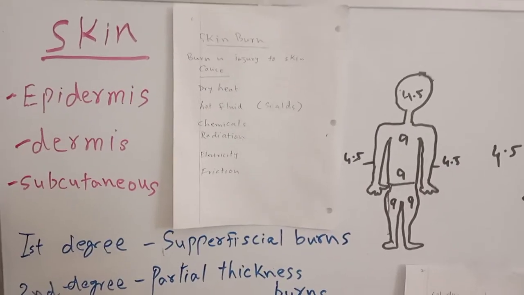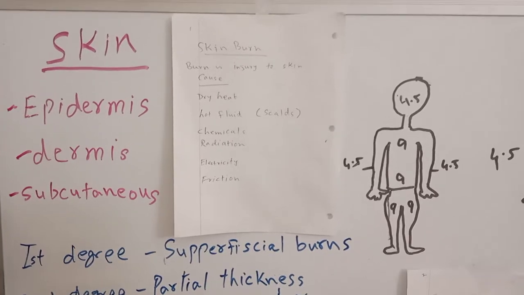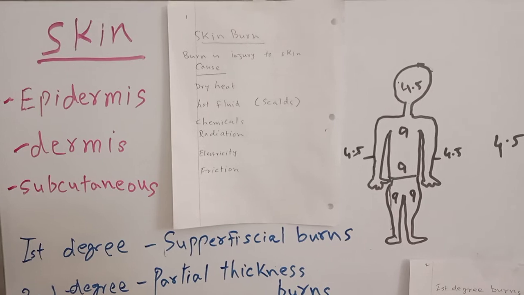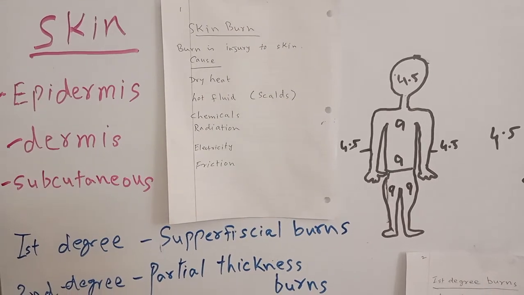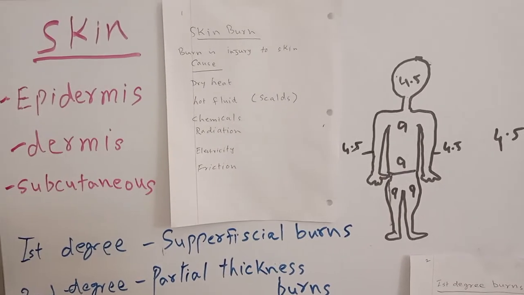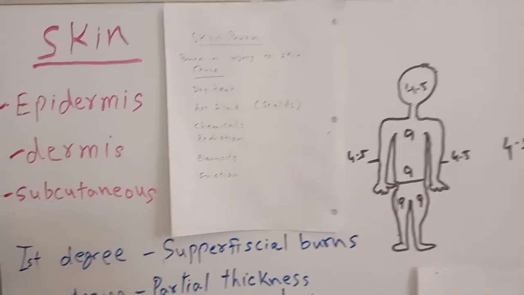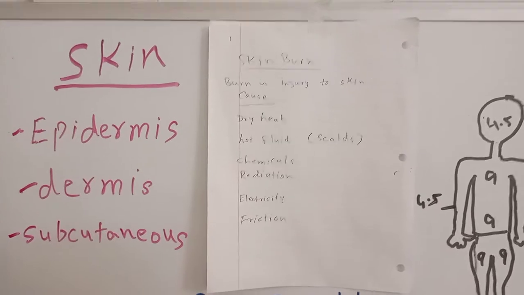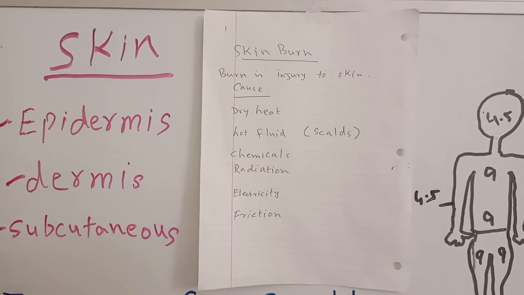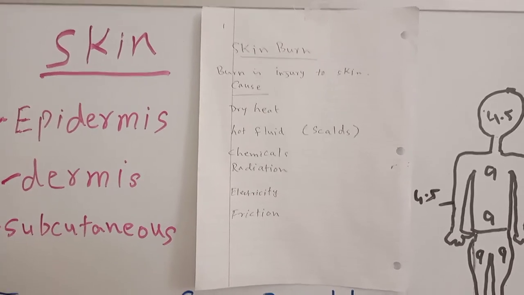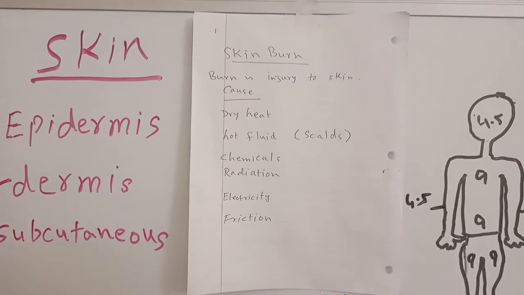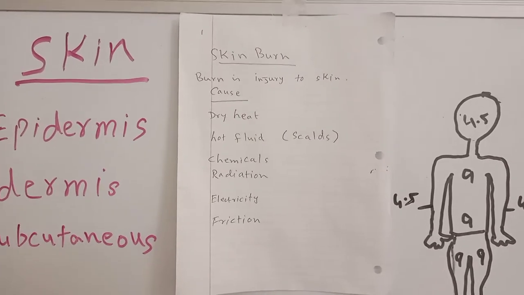Today my topic is skin burns. The skin is composed of three layers: epidermis, dermis, and subcutaneous tissue. A burn is an injury to the skin due to multiple reasons. Number one, dry heat. Number two, hot fluid, which are called scalds, chemicals, radiation, electricity, and friction. They all cause skin burns.